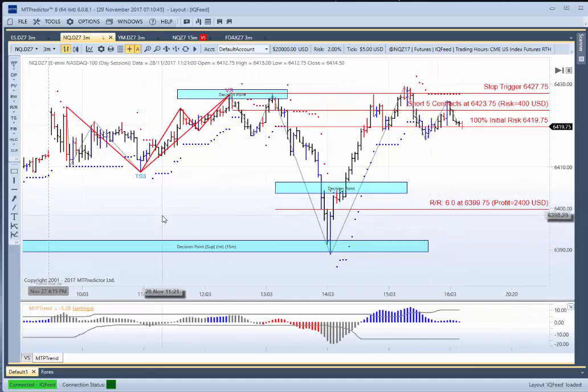So overall a pretty good day for MT Predictor yesterday, with some nice trades unfolding there on the Nasdaq.